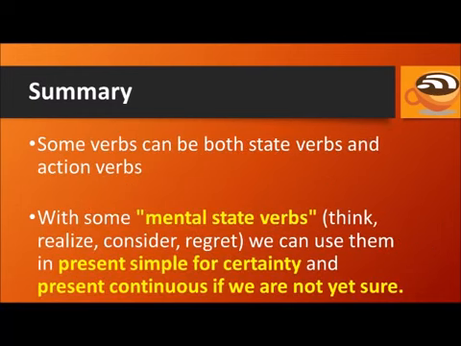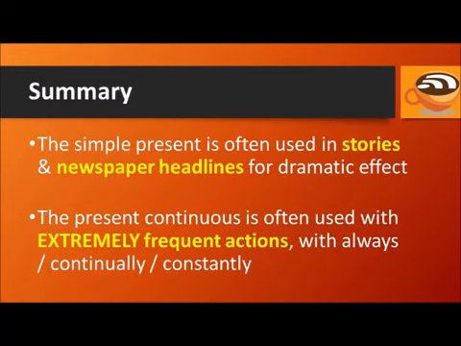Some verbs can be both state verbs and action verbs, and if they are action verbs, then we can use them in the present continuous. With some mental state verbs, like think, realize, consider, and regret, we can use them in present simple for certainty and present continuous if we are not yet sure, or if the thought is forming in that moment. The simple present is often used in stories and newspaper headlines for dramatic effect. And the present continuous is often used with extremely frequent actions, with always, continually, and constantly.